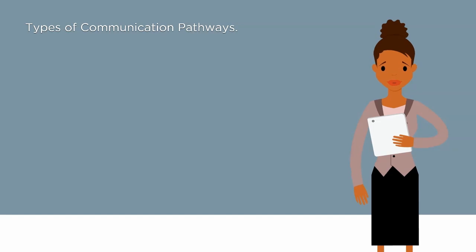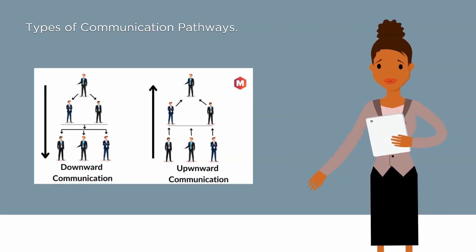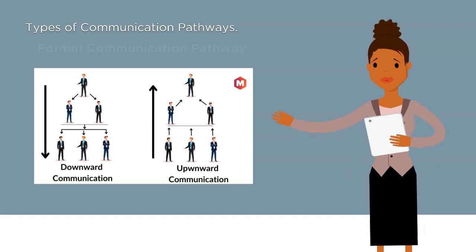Types of communication pathways. There are two types of communication pathways, formal and informal. Formal communication pathway. 1. Downward communication, vertical communication. Information flows from higher to lower levels.